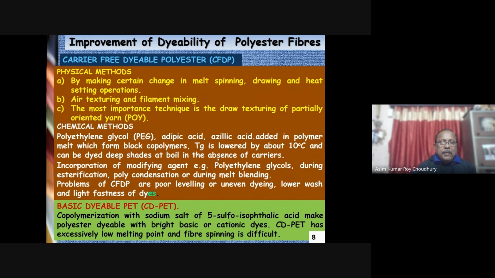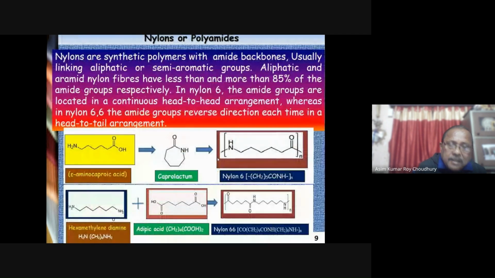light fastness. Basic dyes are very bright, but polyester cannot be dyed with them. But once it is copolymerized with sodium salt of 5-sulfoisophthalic acid, it is dyeable with very bright colors. But these cationic dyeable polyesters have excessively low melting points and fiber spinning is difficult.